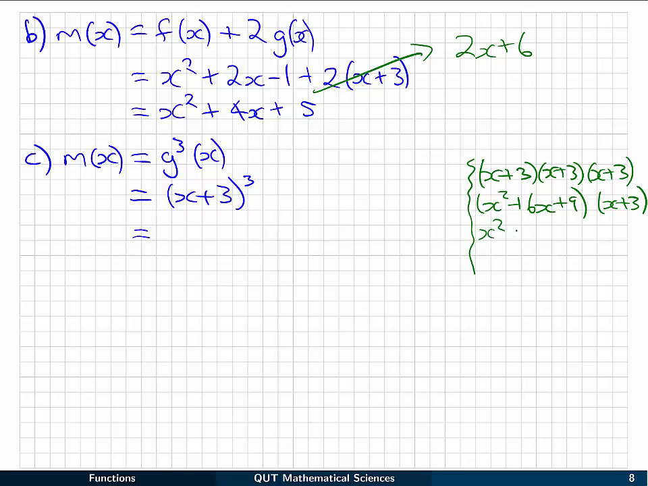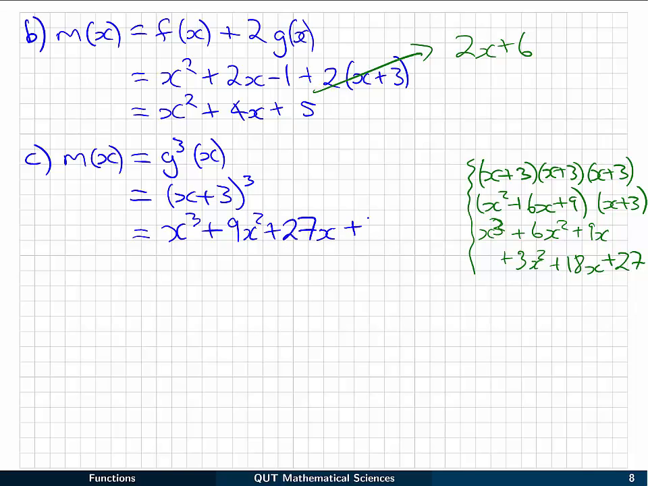We'll get x cubed plus 6x squared plus 9x and plus 3x squared plus 18x plus 27. And we can just simplify that, bringing the like terms together. So we have x cubed plus 9x squared plus 27x and plus 27 finally.